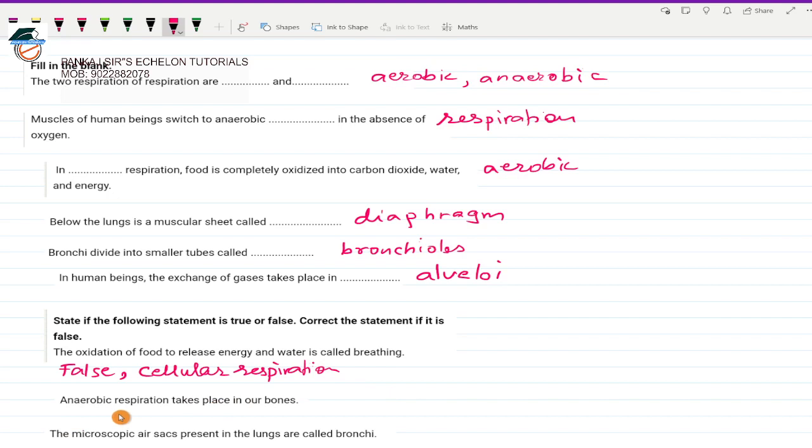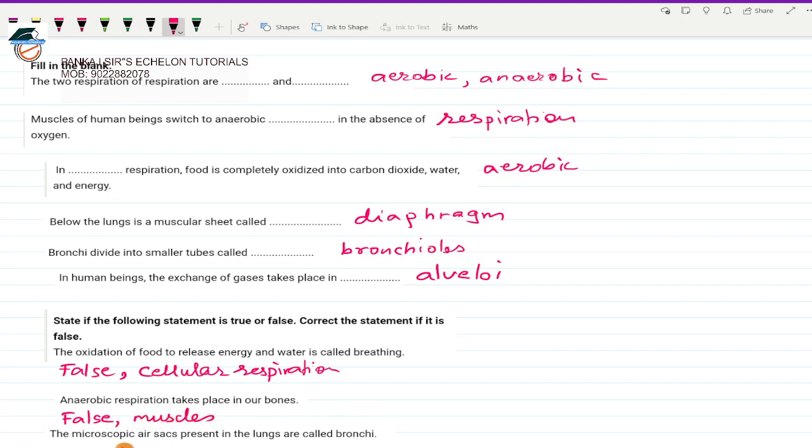Next is anaerobic respiration takes place in our bones. This is also false. Anaerobic respiration doesn't take place in the bones. It takes place in the muscles. So the correct answer is muscles.